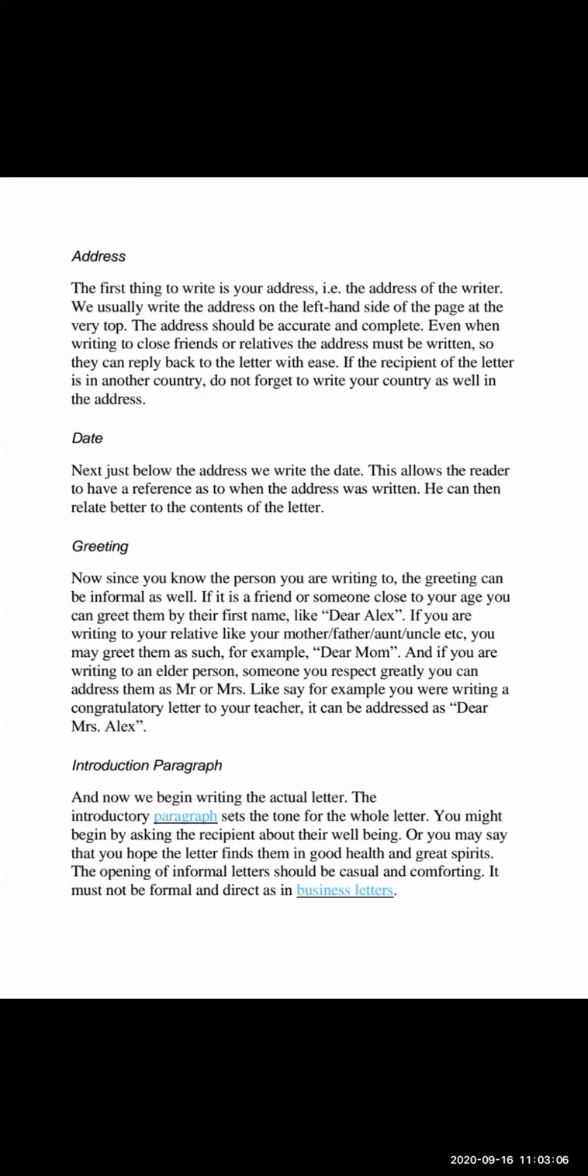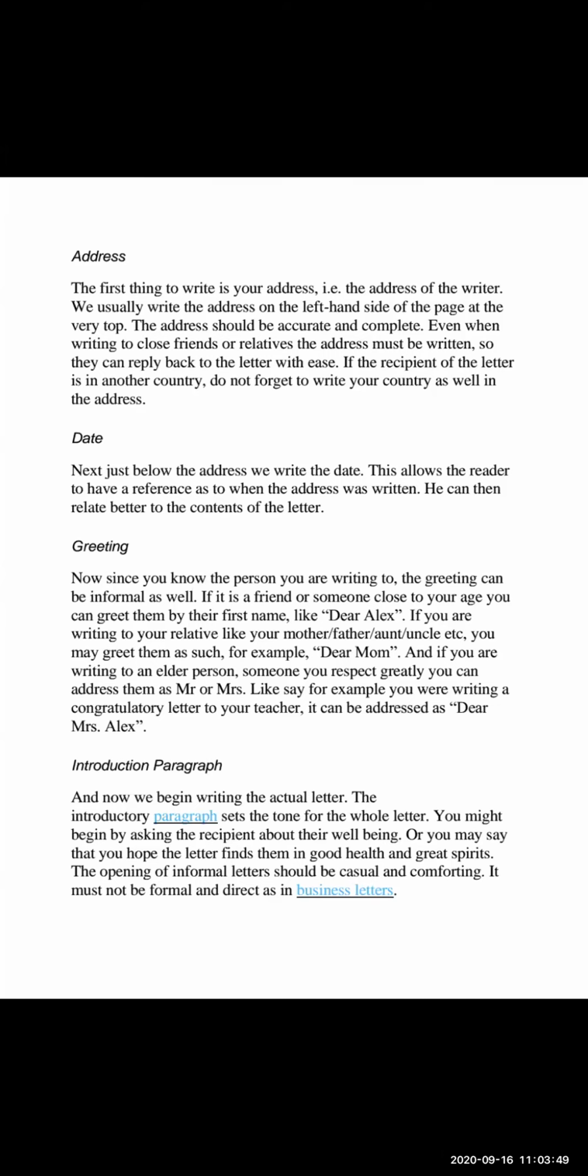Then after the address, we need to write the date. So first the sender's address, then the date. Just below the address, you have to skip one line and after that write the date. We write the date and this allows the reader to have a reference as to when the informal letter was written. Here we need to write the date when we are writing the letter.